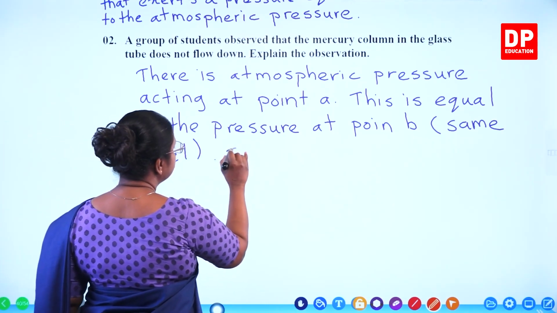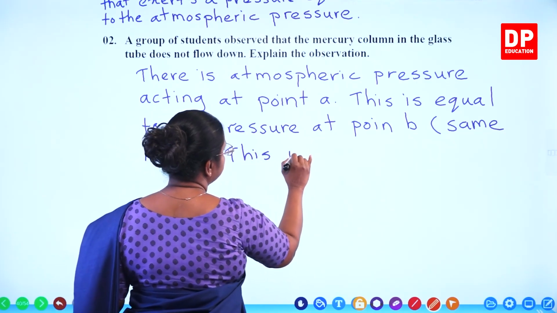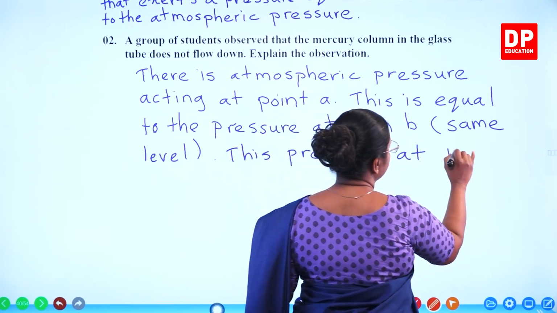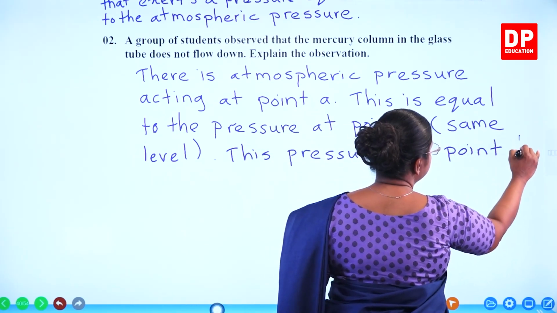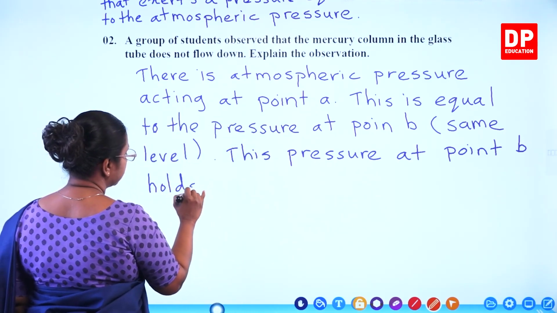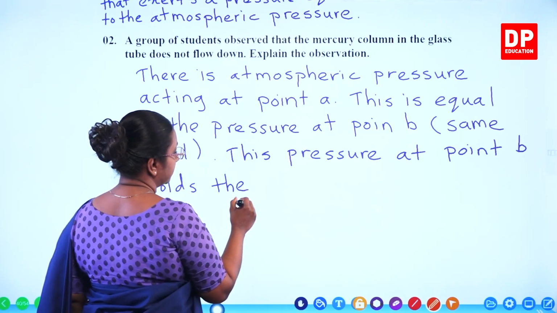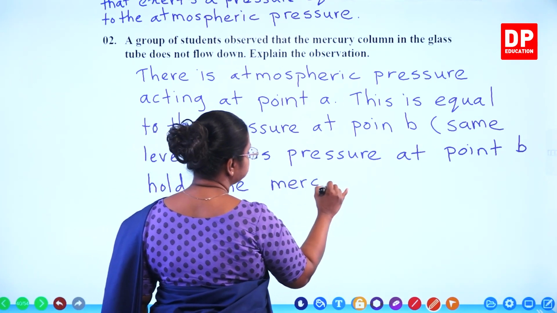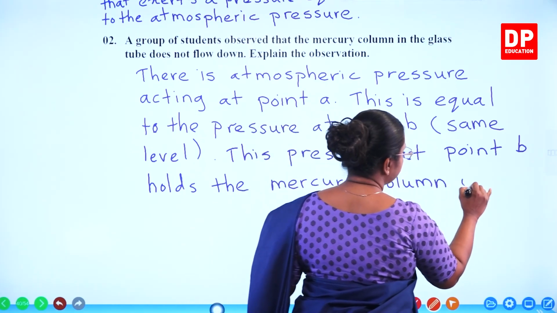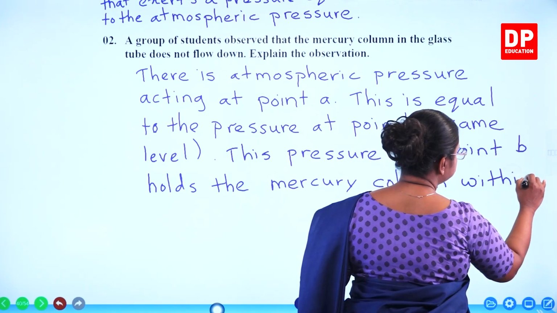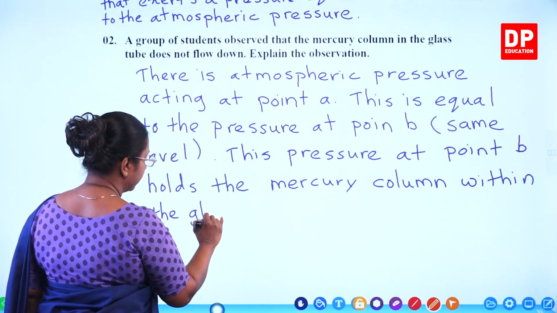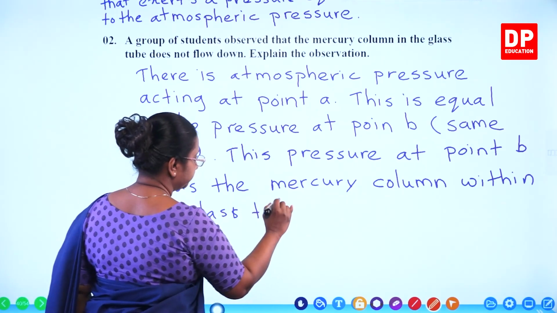So, here this pressure at point B holds the mercury column within the glass tube.